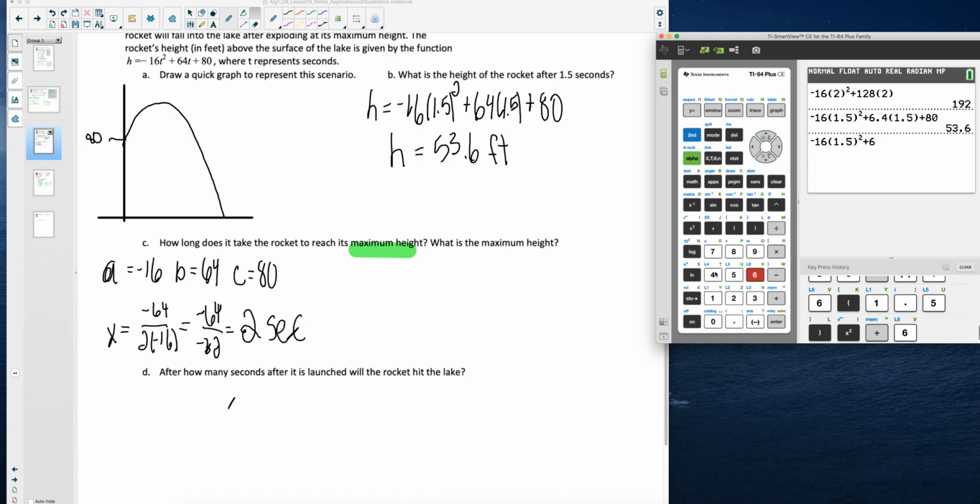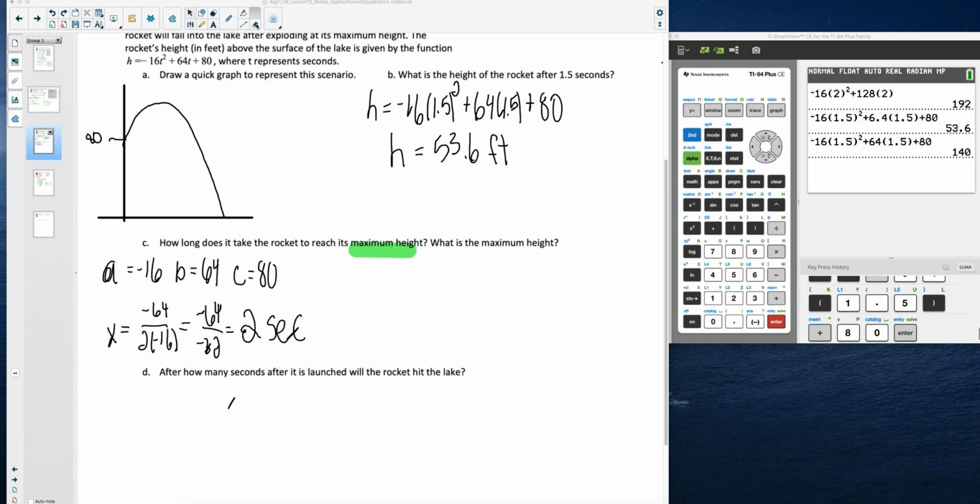And so that should be 64. It says 6.4 times 1.5, and then plus 80. Let's see what we get this time. All right, 140. So that really changes that. And so now it's definitely not on the way down, because we know 1.5 is in front of the vertex.